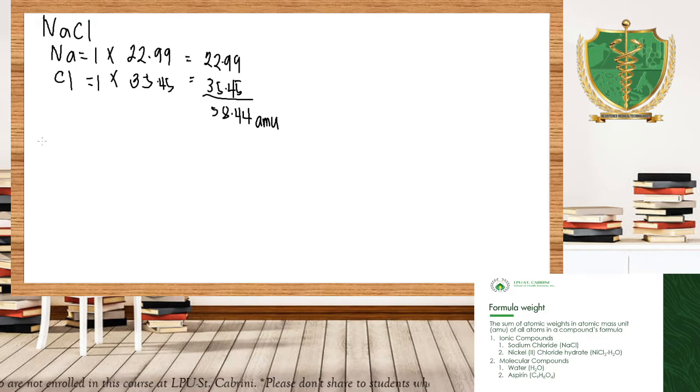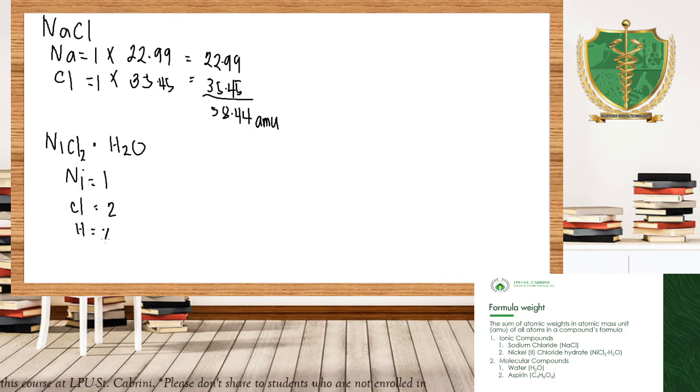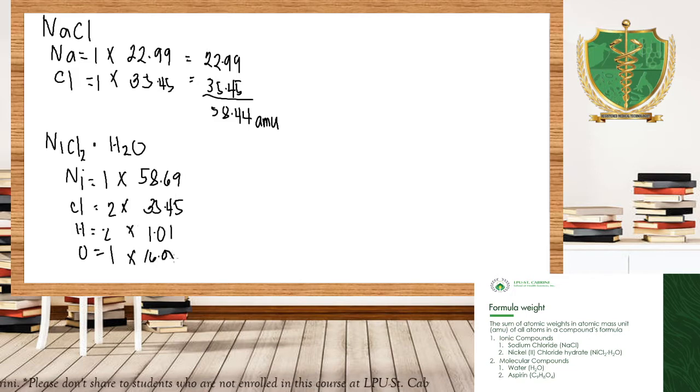Now for nickel chloride hydrate, we have NiCl2 and water. So we have nickel 1, chlorine is 2, hydrogen is 2, oxygen is 1. Okay, so what will be the atomic weight of nickel? That is 58.69. Chlorine is 35.45. For water, hydrogen is 1.01, oxygen is 16.00.